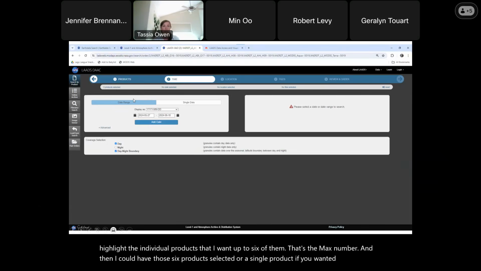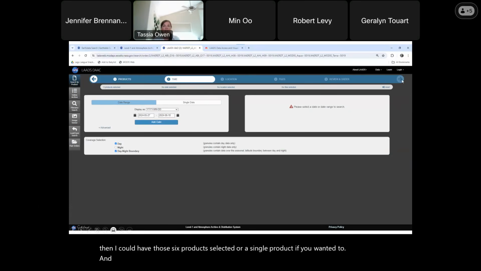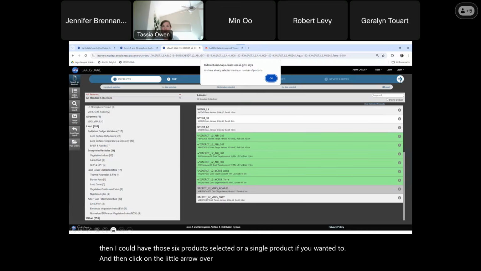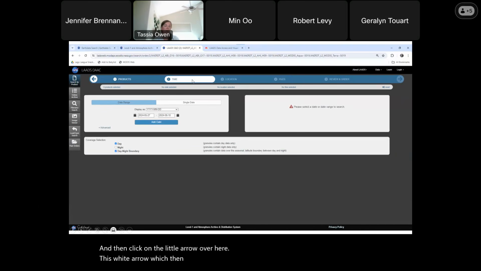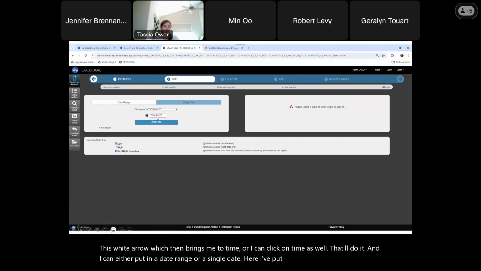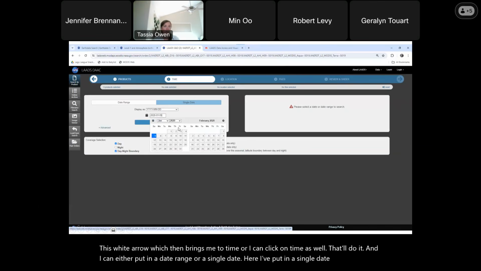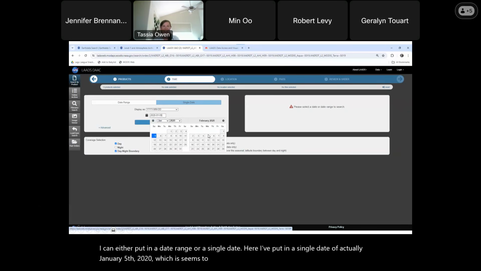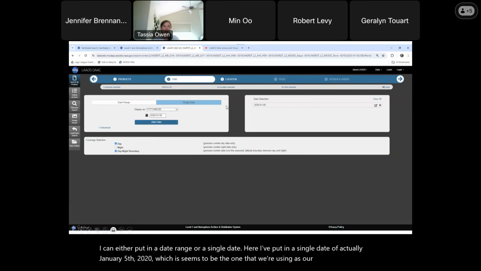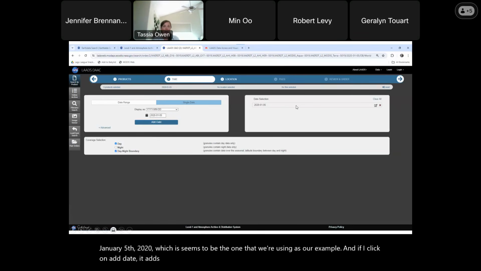And then I could have those 6 products selected, or a single product if you wanted to. And then click on the little arrow over here, this white arrow, which then brings me to time, or I can click on time as well. That'll do it. And I can either put in a date range or a single date. Here I've put in a single date of actually January 5th, 2020, which seems to be the one that we're using as our example. And if I click on add date, it adds my selection over here.